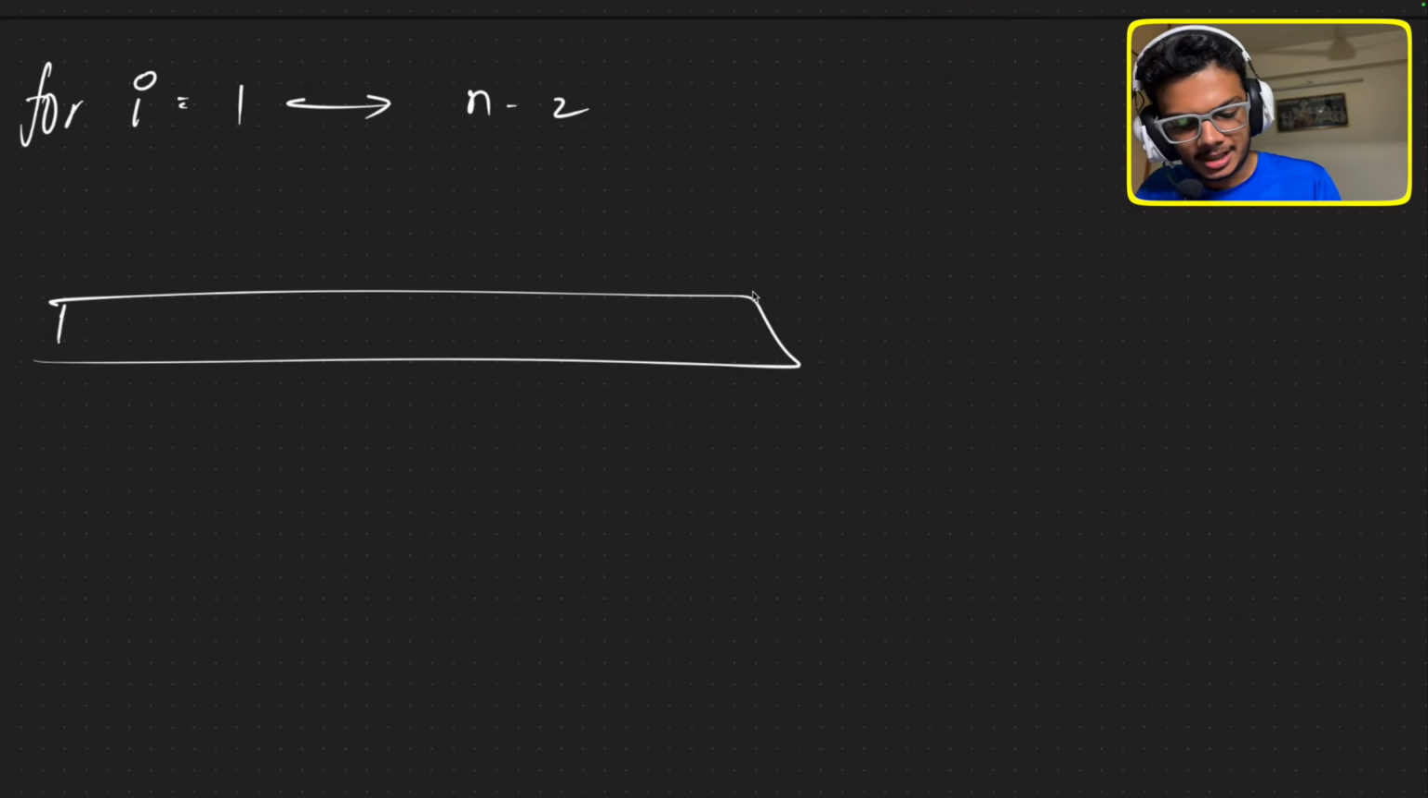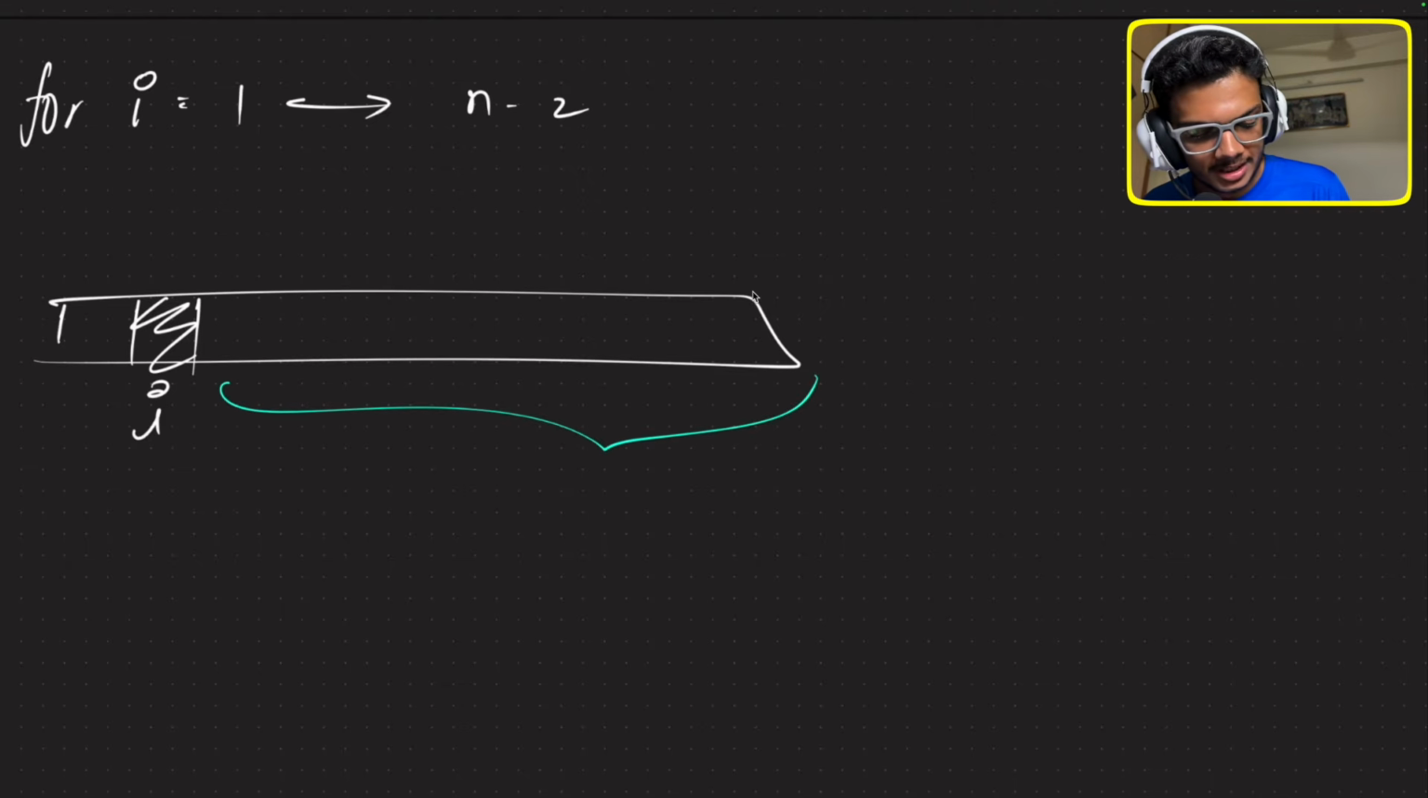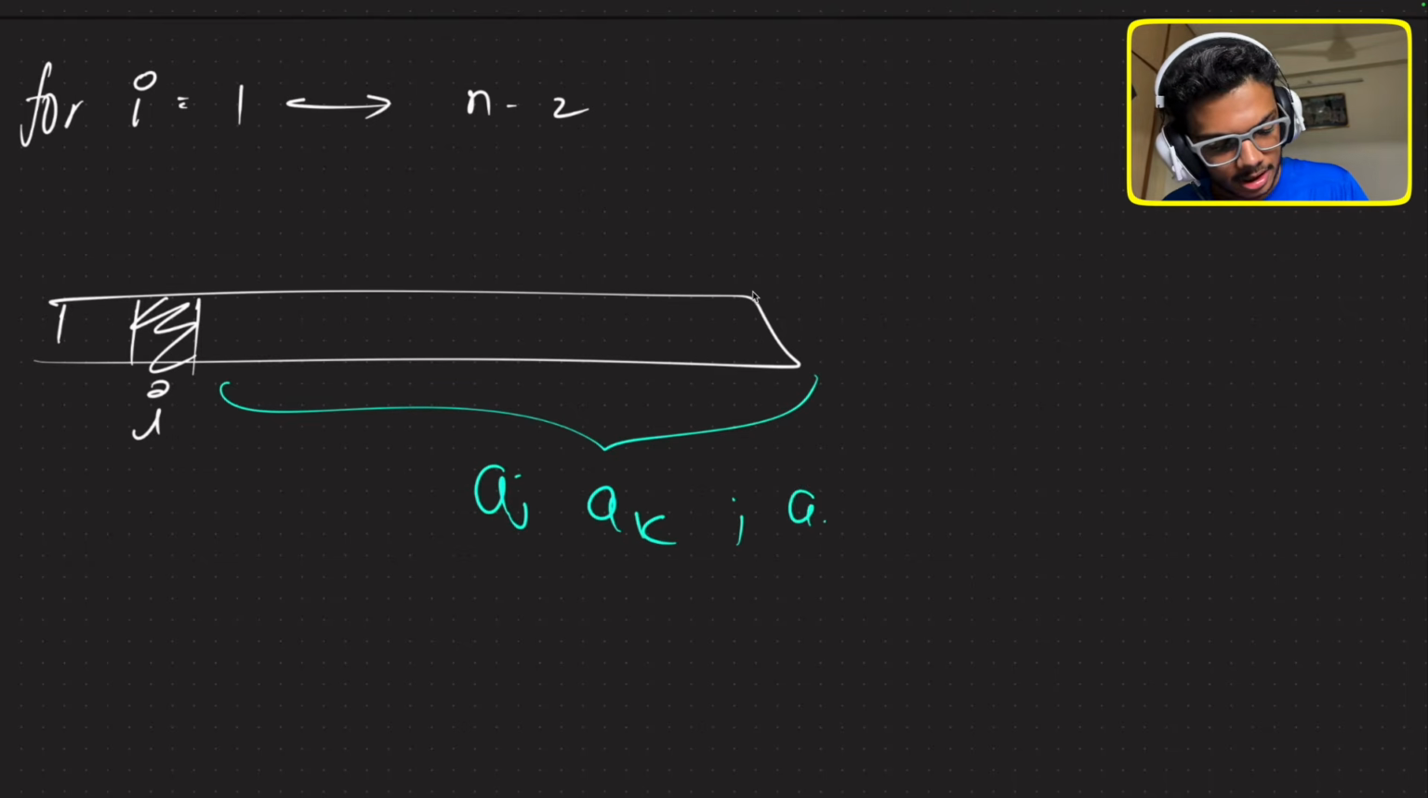Now to solve the two sum problem, if we concretize things a bit, we are going from i equals 1 till n minus 2. In other words, we have our array like this, and at a time we fix some value of i, that is we have ai fixed, and then in the remaining portion we attempt to find our aj and ak such that aj plus ak yields the target sum t.